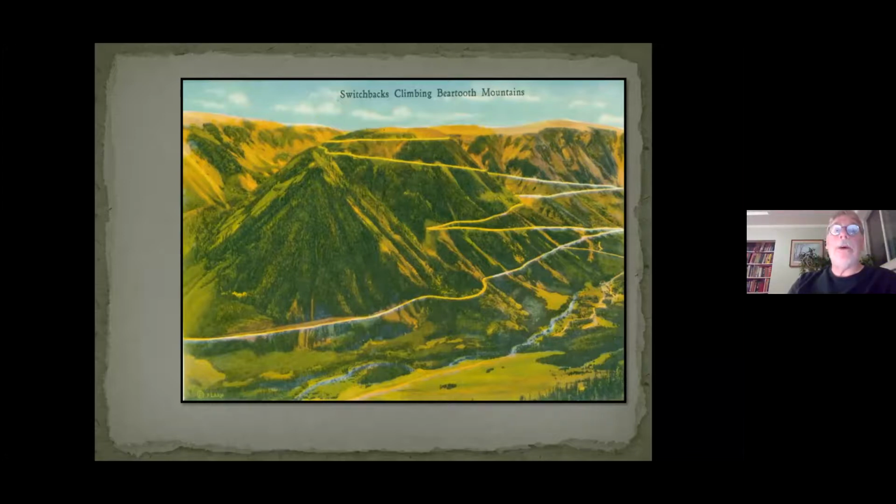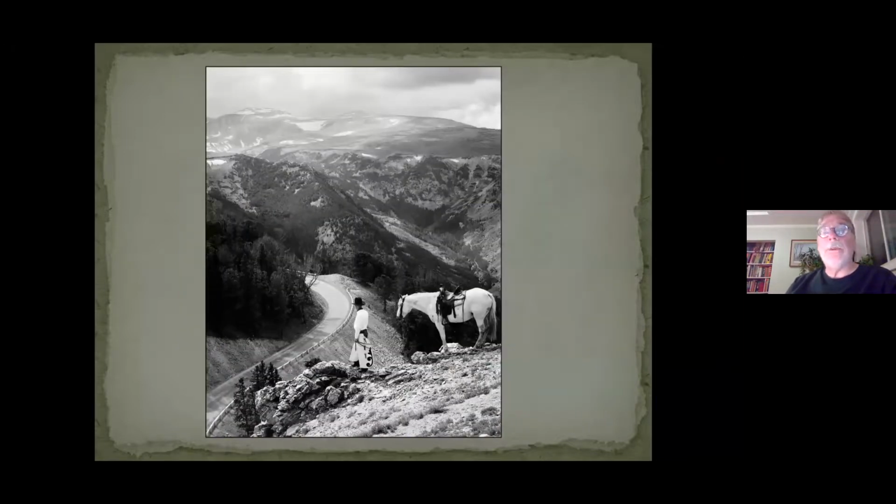And then finally, even the Northern Pacific Railway used the Beartooth Highway in its tourist promotion programs beginning in the 1930s. This is a shot of a cowboy and his horse overlooking the highway. This as well is very, very Montana-ish. Very Western, I should say, which was one of the appeals of the road that the promoters really tried to push as well.